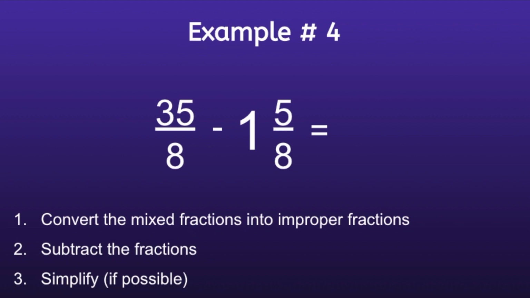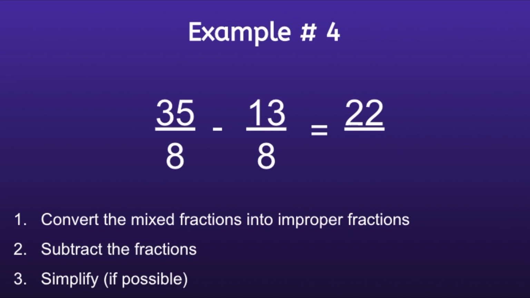Let's do the same thing to that second mixed fraction. 1 times 8 is equal to 8, and 8 plus 5 is equal to 13. So 1 and 5/8 as an improper fraction will be 13 over 8. Now we can move on to step number 2. Subtract the fractions. We start with the numerator. 35 minus 13 is equal to 22. And we keep the same denominator, which is 8.